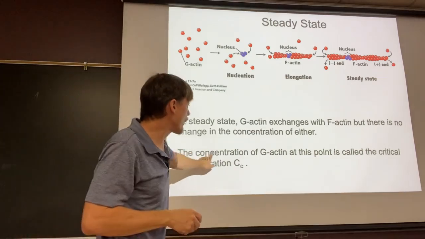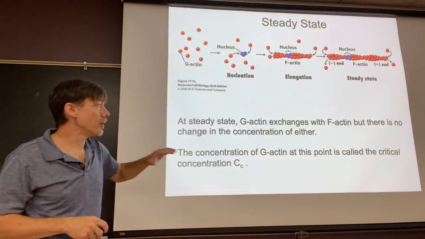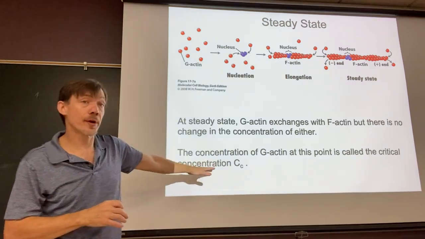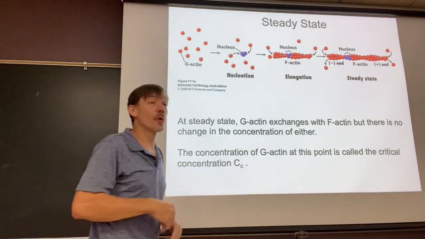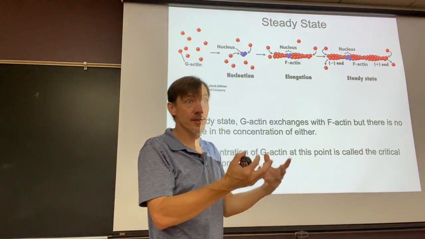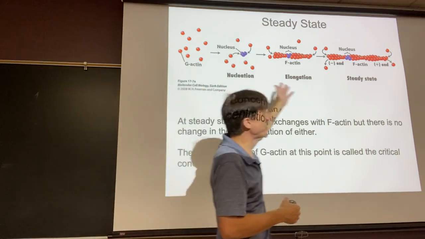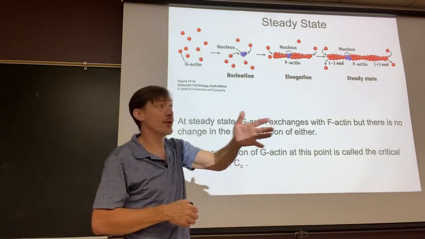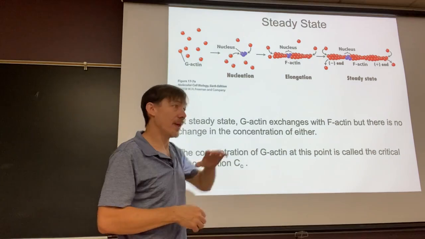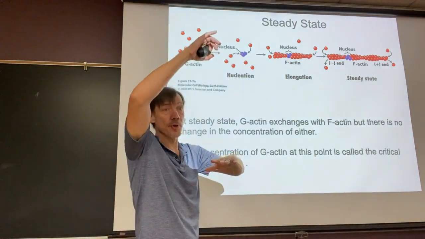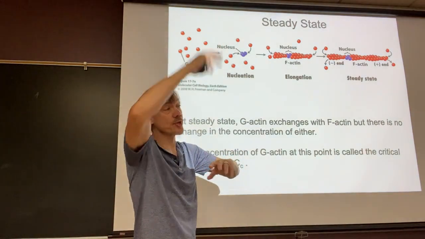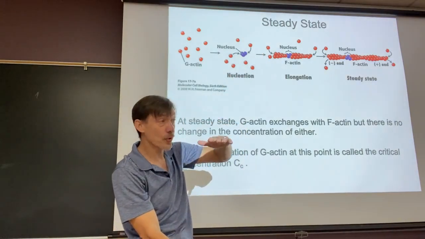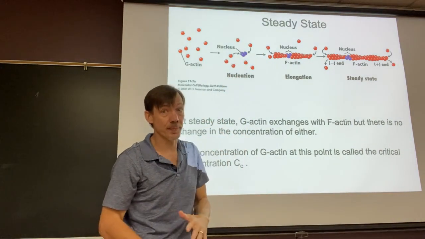And it turns out that the concentration of G-actin when things are steady, or at steady state, is called the critical concentration. So if you start off with actin and let it go to steady state, there'll always be the same critical concentration of actin. If the actual concentration is above the critical concentration, you're going to get net assembly. If it's below the critical concentration, there's going to be disassembly.